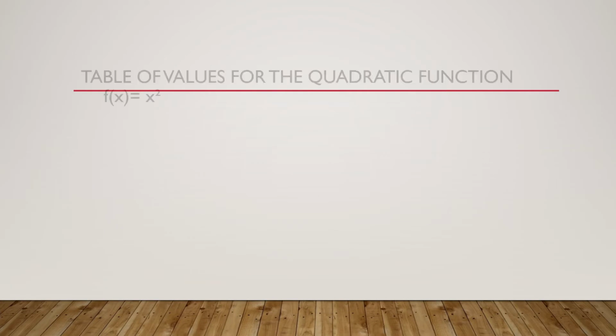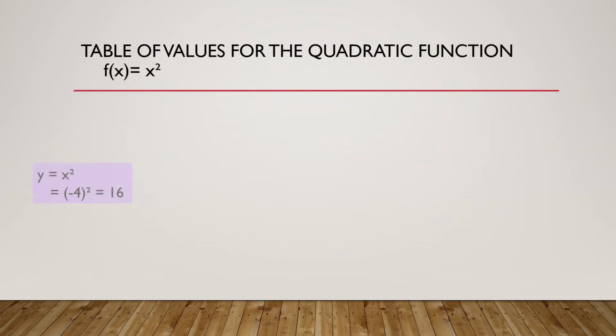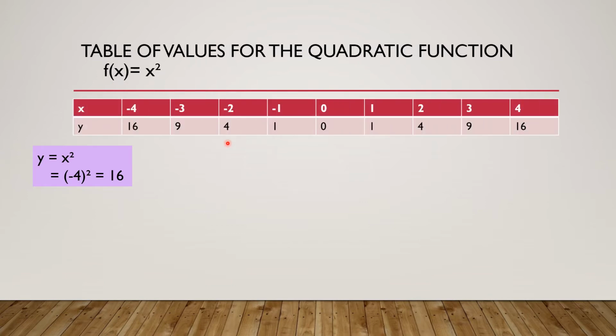Okay, now, we're going to represent quadratic functions using table of values. So, let's have an example of quadratic functions. I have here f of x is equal to x squared. Very simple function. Okay, now, I have here x and y. I have here the value of x, negative 4, negative 3, negative 2, negative 1, 0, 1, 2, 3, 4. So, you notice, magkakasunod sila, consecutive integers.